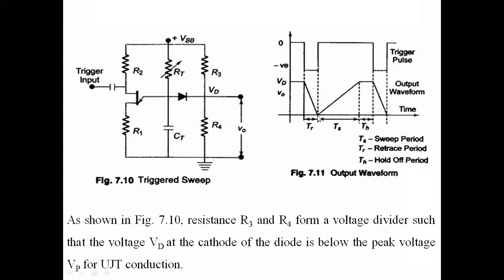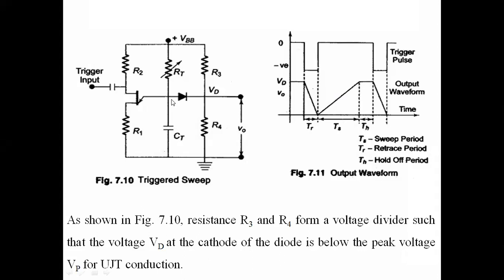See here, until the potential drop across R4, which is considered the VD, the capacitor will be charged. After that, it will be at a fixed voltage value. The capacitor voltage at that point will be that value, and further it will not be charged. Now this is called the holding period.